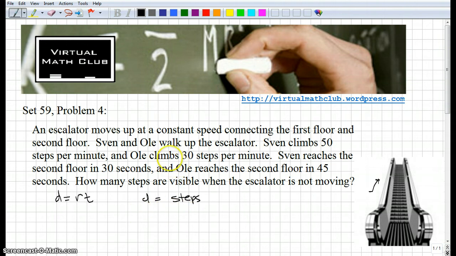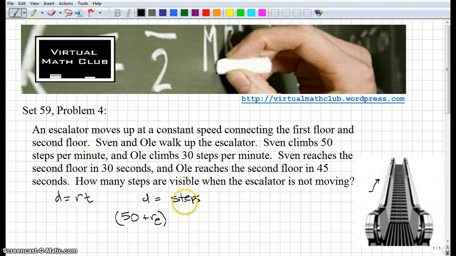And the distance that Oli and Sven travel, they're both going from the first floor to the second floor, so the total distance that they travel is equal. So what we can do is take Sven's rate, which is 50 steps per minute, plus the rate of the escalator. That's going to give us his total rate, because his rate is boosted by the rate of the escalator. We take that times the time, and we're given the time too, because Sven reaches the second floor in 30 seconds.